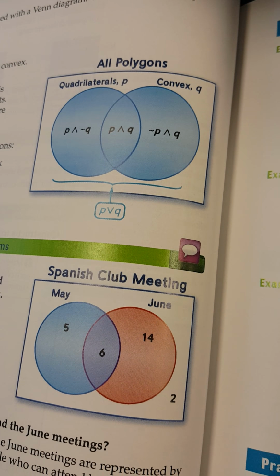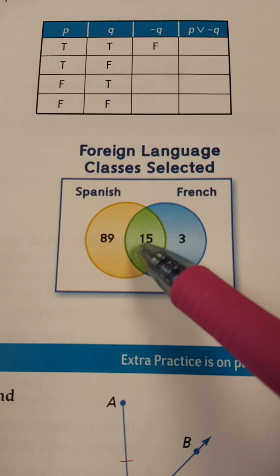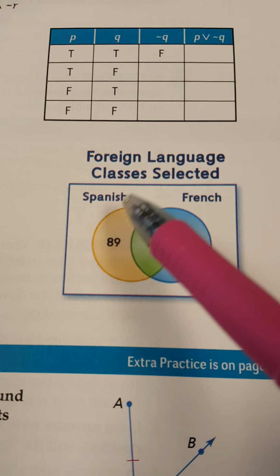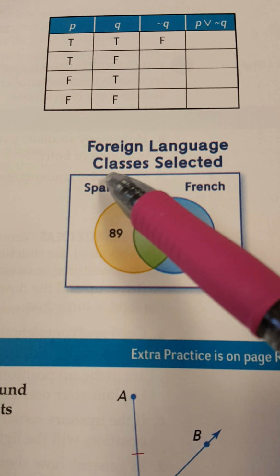Okay, here. So for example, this yellow is taking Spanish. This blue is taking French. What's the green taking? The green is taking Spanish and French. And if it was anything out here, they would be taking anything but Spanish or French. Okay? So you just have to know how to read a Venn diagram. Like if I want to know how many kids are taking French, it'd be 18 because you would have the 15 plus the 3. So it's 18 kids taking French.